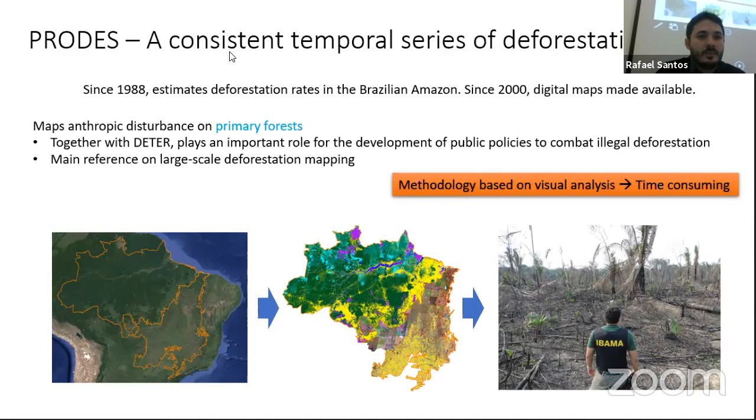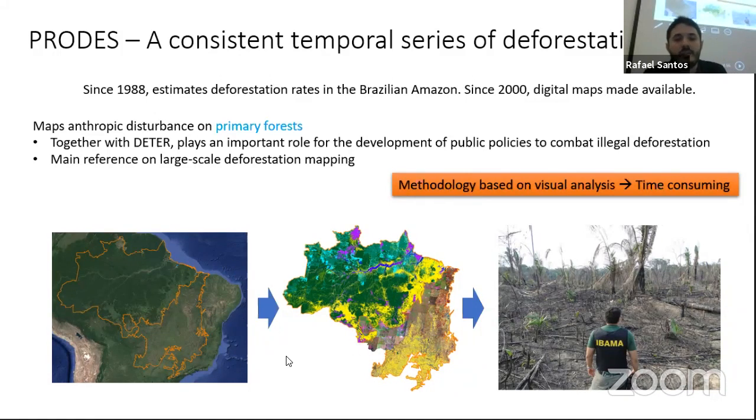So INPE has been developing since 1988 a project that is considered nowadays the most consistent and important temporal series of deforestation maps. It has been developed since 1988 estimating deforestation rates in the Amazon. And since 2000, digital maps have been made available. And in the last years, a strong effort has been made to extend these maps to the other Brazilian biomes. A special interest is the Brazilian Cerrado.